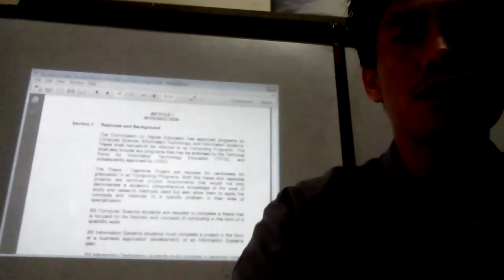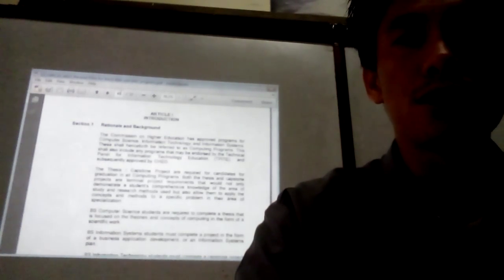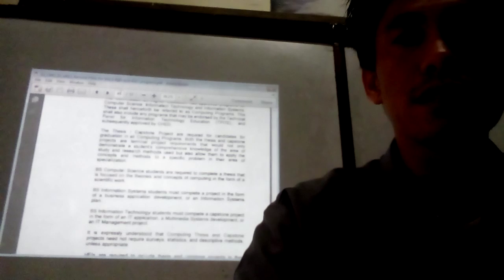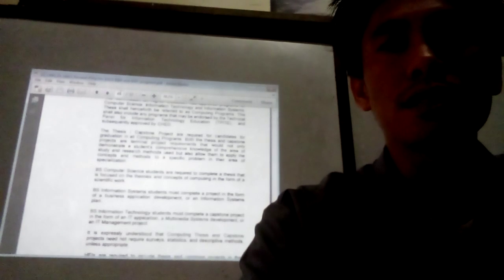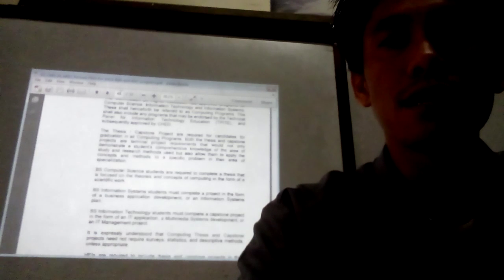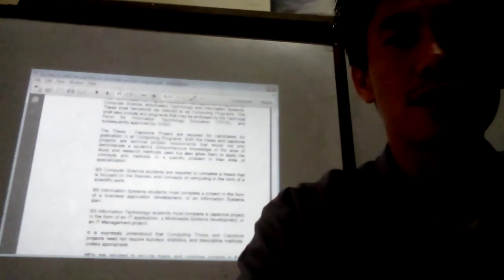So Article 1, Introduction. The CHED has approved programs for computer science. These shall henceforth be referred to as computer programs. This shall also include any programs endorsed by the technical panel, TPITE, and approved by the CHED. The thesis projects are required for candidates for graduation in all computing programs. Both thesis and capstone projects are terminal project requirements that would not only demonstrate a student's comprehensive knowledge of the area of study and research methods used, but also allow them to apply the concepts and methods to a scientific problem in their area of specialization.